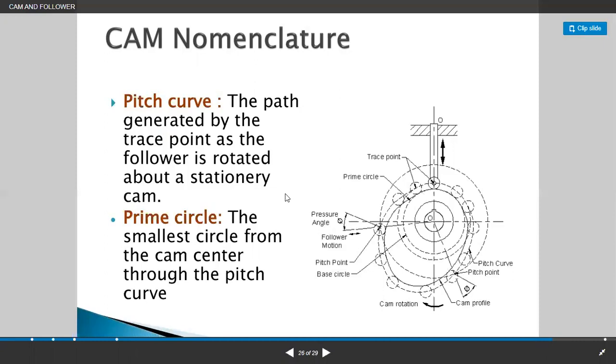And the prime circle. The smallest circle from the cam center through the pitch curve, where the shortest distance from the center to the pitch curve is, at that point the trace point is given here. When we draw a circle from this point, it is known as the prime circle.